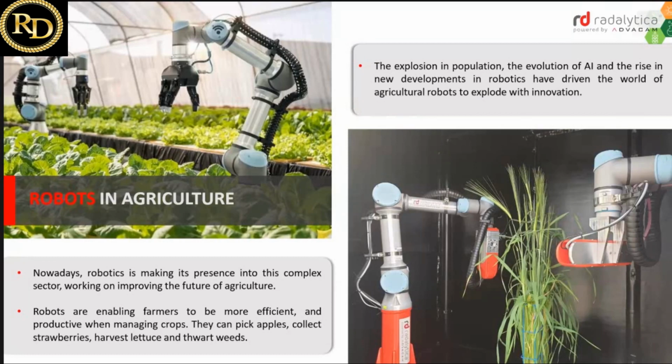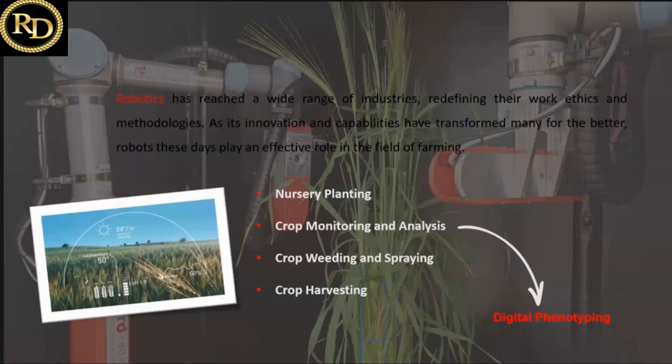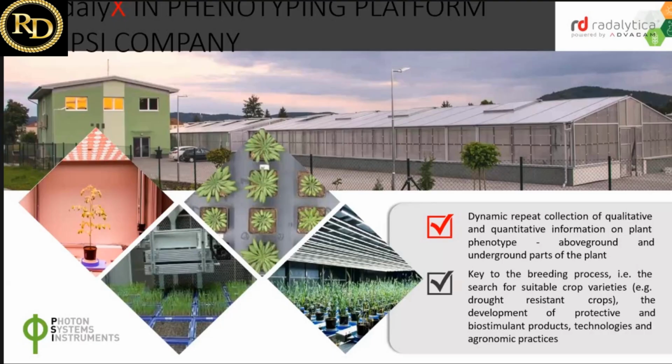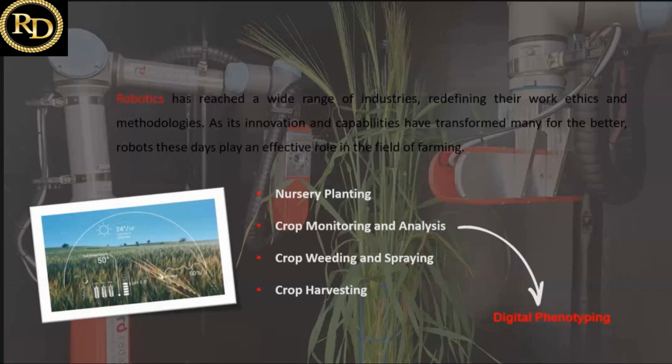You can see how they are helping in doing things in a proper way and at the proper time. Lettuce is being harvested, and maybe spraying, and they will harvest only the ripe product, the lettuce that has matured. Nursery planting, crop monitoring and analysis, crop weeding and spraying, crop harvesting, digital phenotyping. Everywhere we can use this artificial intelligence and advanced technology in the area.